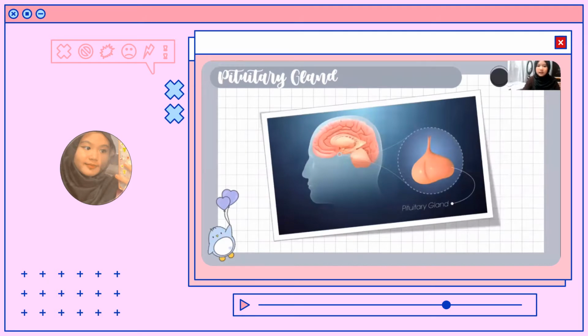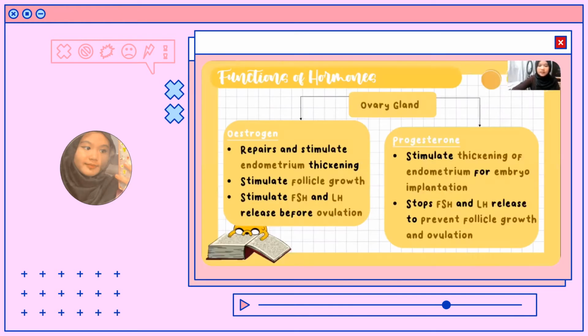Next is the diagram about the pituitary gland. As we can see in the picture here, we know where the pituitary gland is located. Next is the ovary gland. So as we know, the ovary secretes estrogen and progesterone.